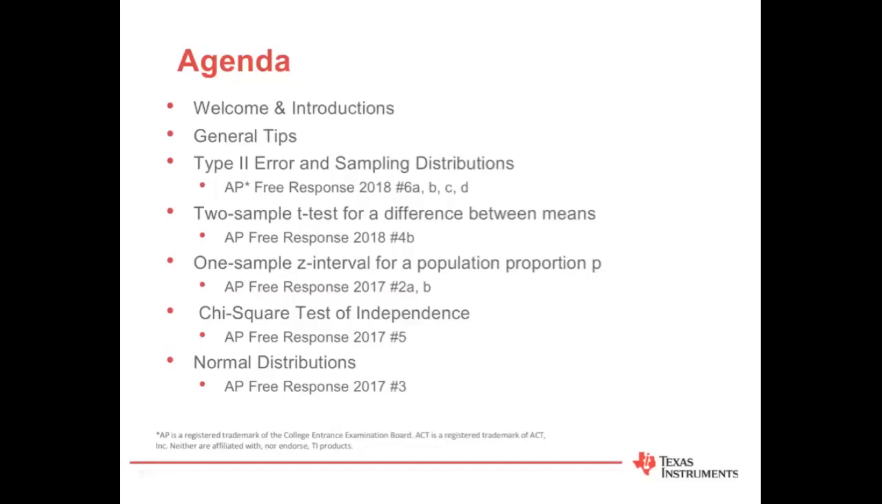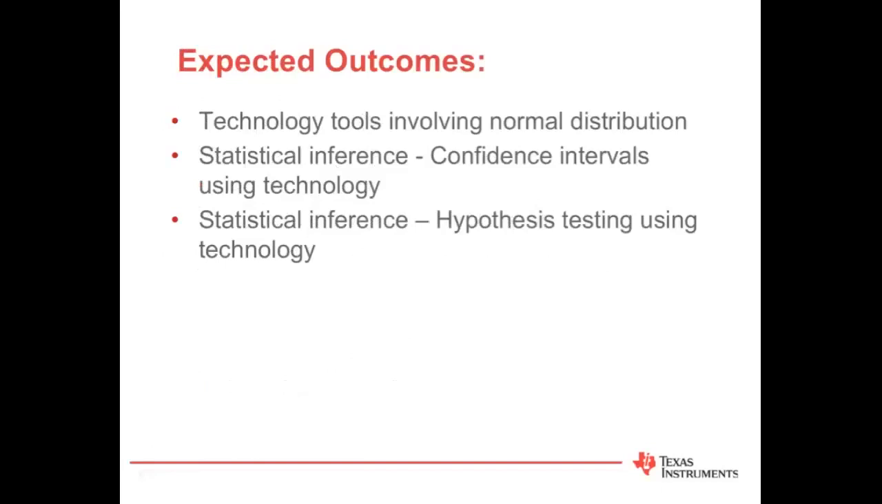Thanks so much, Tracy. And Mike is going to discuss our expected outcomes. Thanks, Mike. We're going to try and look at technology tools that involve the normal distribution in both platforms, the TI-84 and the Nspire. We're going to look, again, using both platforms at statistical inference and confidence intervals. And finally, hypothesis testing using both the 84 and the Nspire.